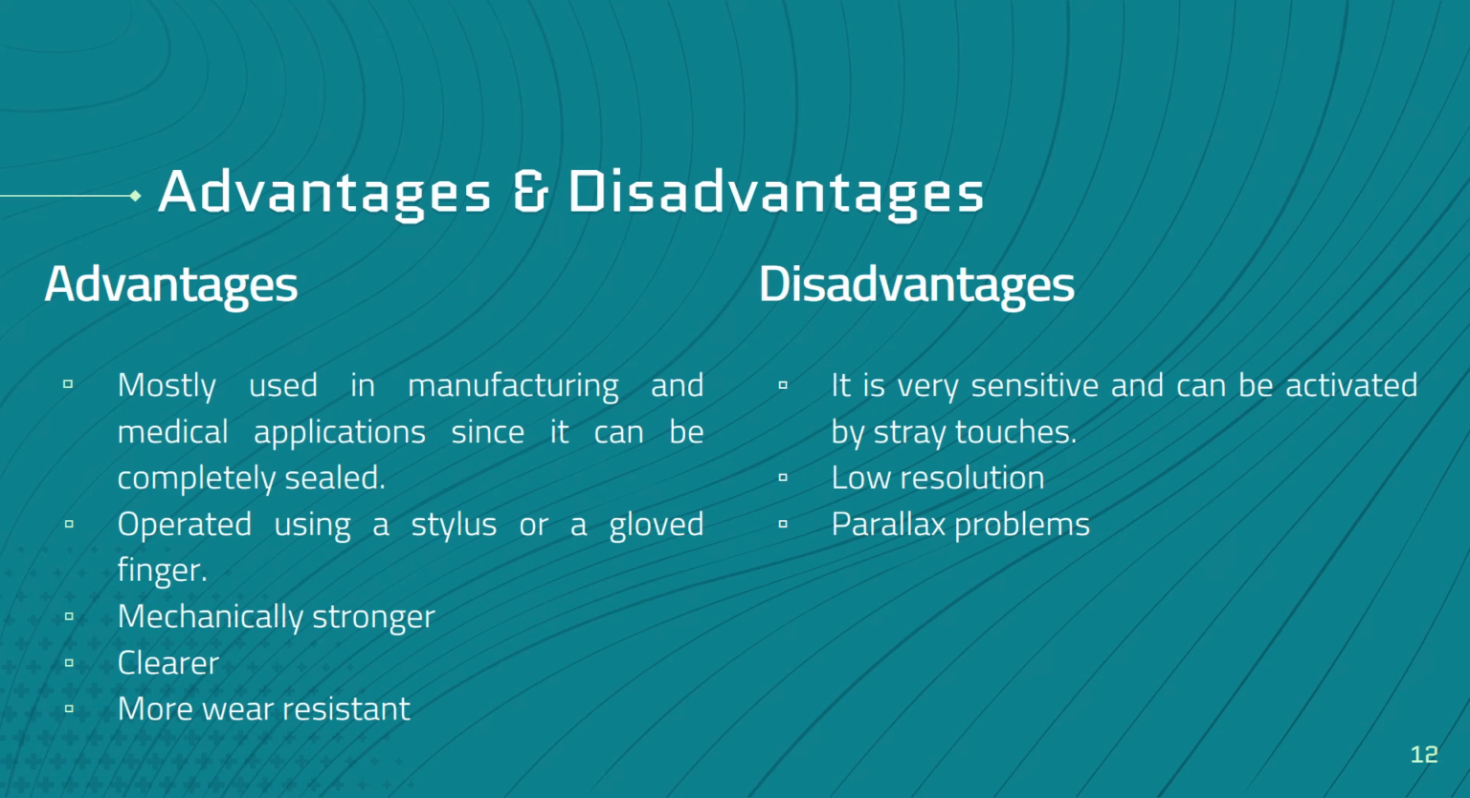There are also advantages and disadvantages for a touchscreen. The advantages: the touchscreen is mostly used in manufacturing and medical applications since it can be completely sealed. The touchscreen is operated using a stylus or a gloved finger. It is mechanically stronger, clearer, and more wear resistant. Disadvantages: it is very sensitive and can be activated by stray touches. The touchscreen has low resolution and there will be parallax problems.